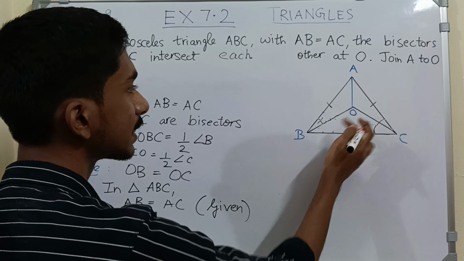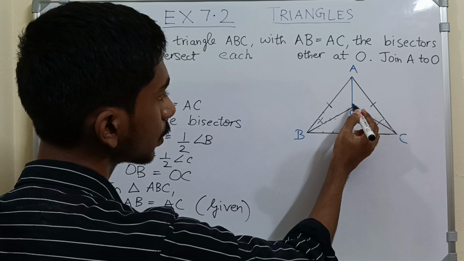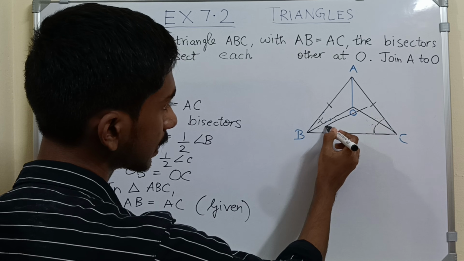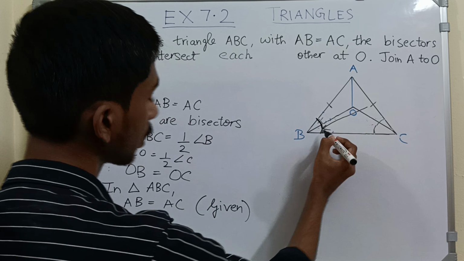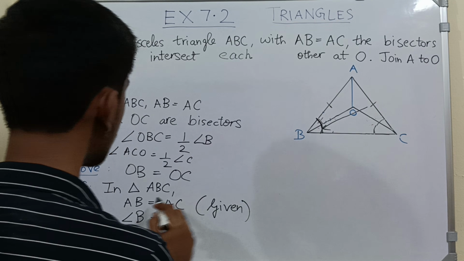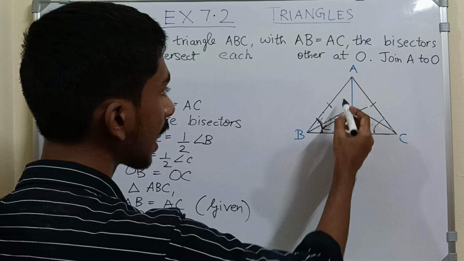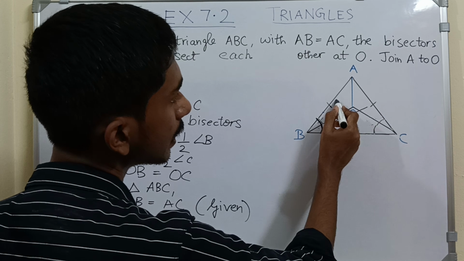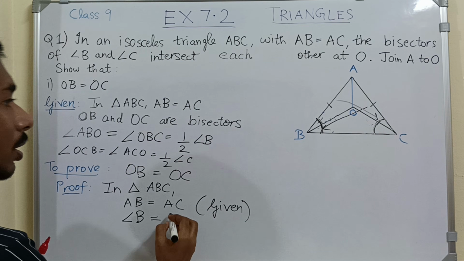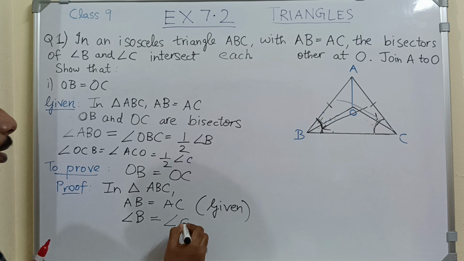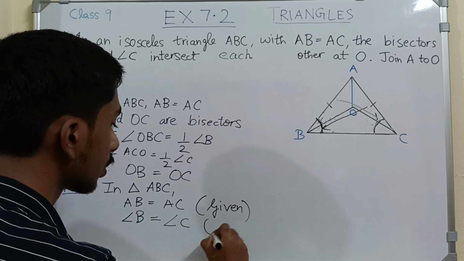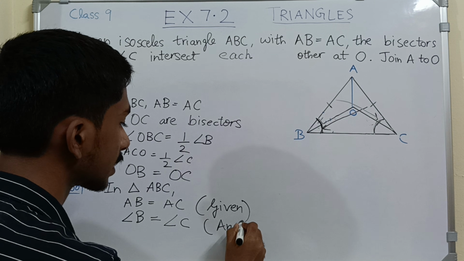So when AB is equal to AC, we know that the angle opposite to this side, the angle opposite to AC, is this angle B. Now what is the angle opposite to AB? It is this angle C. It's opposite to this side AB. So I will write angle B is equal to angle C. Why? Because angles opposite to equal sides in a triangle are equal. We will write angles opposite to equal sides.